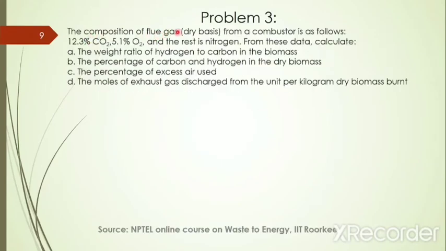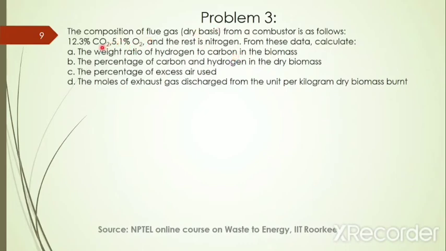We have the composition of flue gas on dry basis from a combustor as follows: 12.3 percentage carbon dioxide, 5.1 percentage oxygen, and the rest is nitrogen. From this data, calculate the weight ratio of hydrogen to carbon in the biomass, the percentage of carbon and hydrogen in the dry biomass, percentage of excess air used, the mole of exhaust gas discharged per unit kilogram of dry biomass. So this is a different problem.